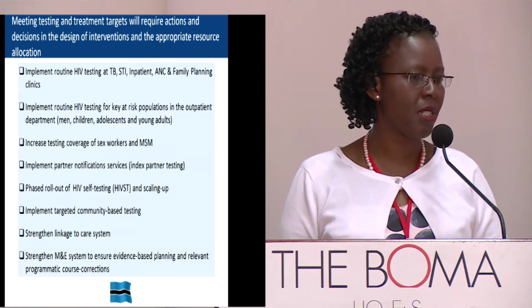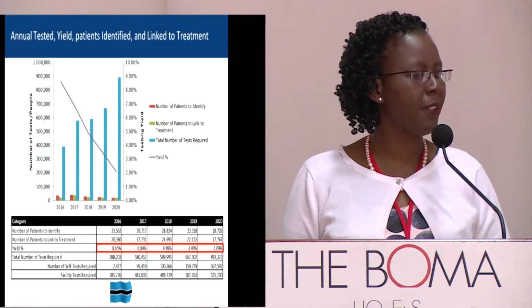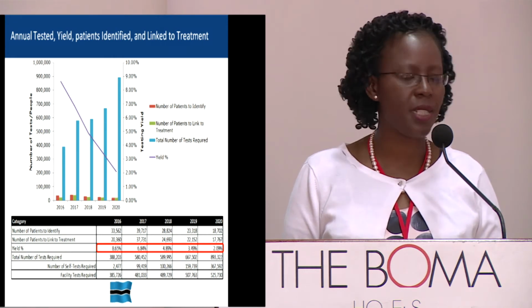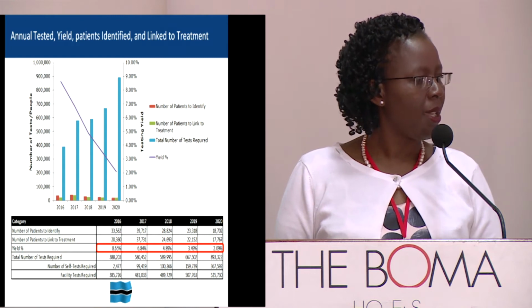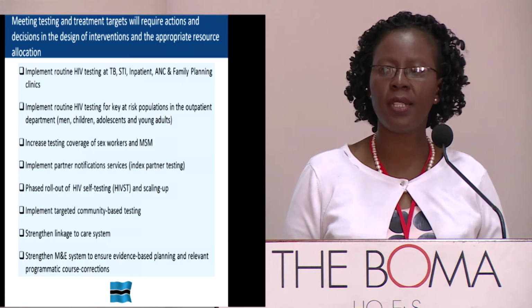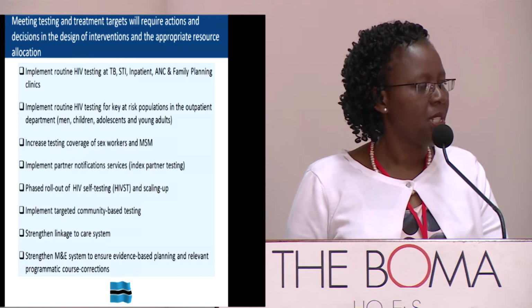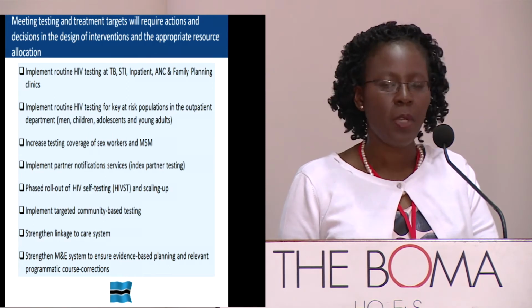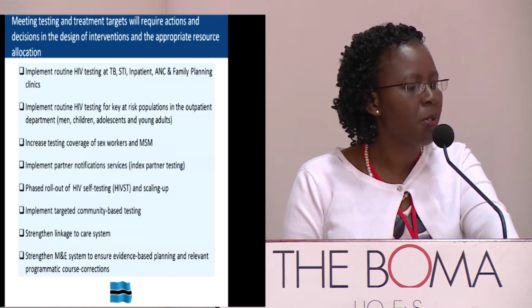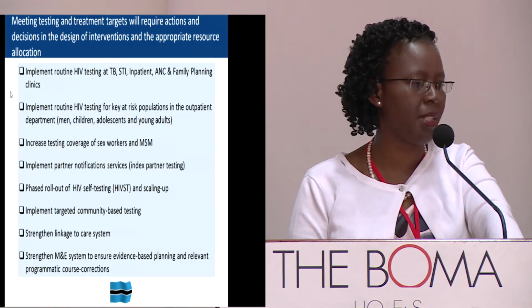Amongst these interventions was to implement routine HIV testing at other health service sites, such as the TB clinics, STI service points, inpatients, and so forth. This was through the integrated modeling of health service provision. The other intervention is to implement routine HIV testing for key at-risk populations in the outpatient department, specifically targeting men, children, as well as the adolescents. Among the interventions is also to increase testing coverage for sex workers, as well as MSM, and also to implement partner notification services, as well as to roll out and scale up HIV self-testing. These were the interventions that were modeled through our testing modeling strategy.